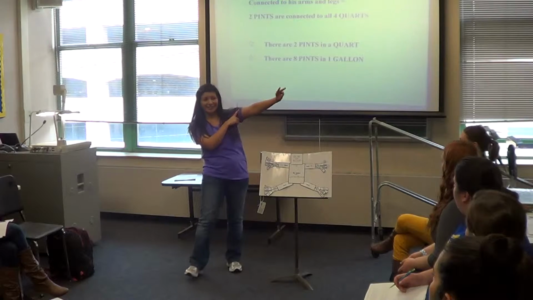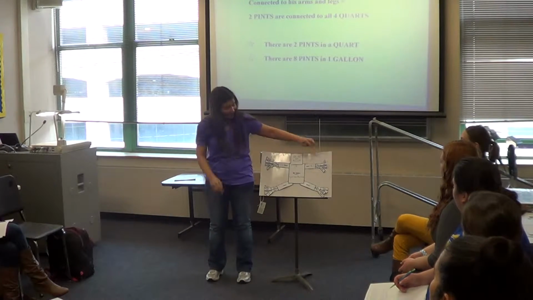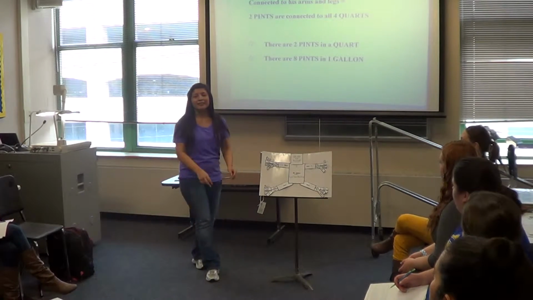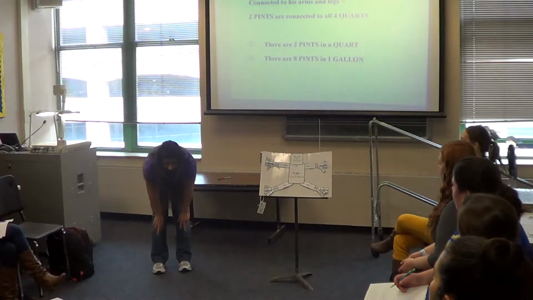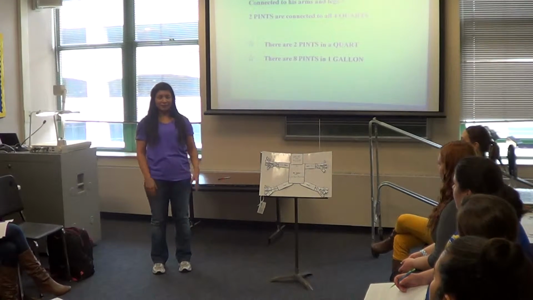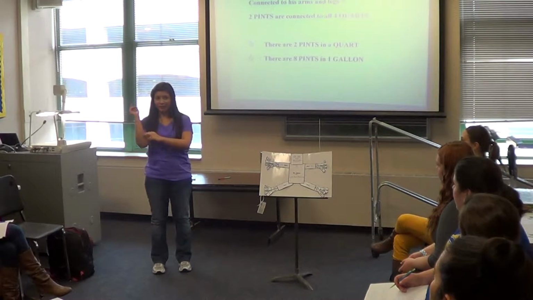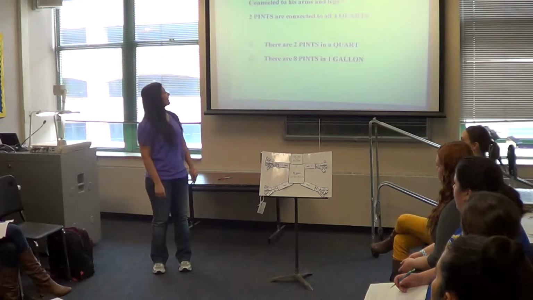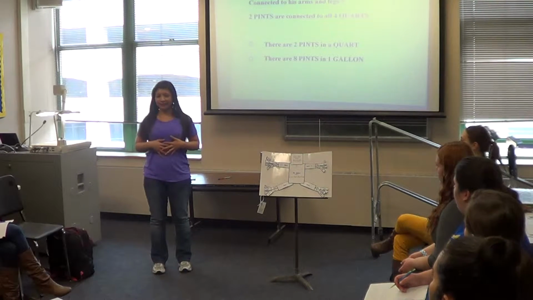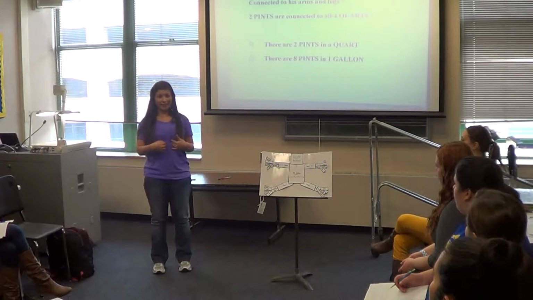Okay, does that make sense? And then since he has 2 arms and 2 legs, there's 2 arm bones and 2 leg bones each attached to the quart. So there's 2, 4, 6, 8 pints and 1 gallon. So it all goes back up to the gallon.